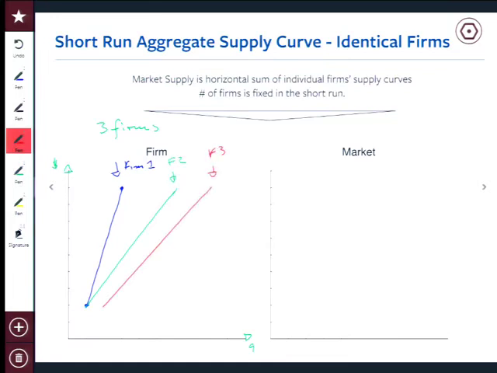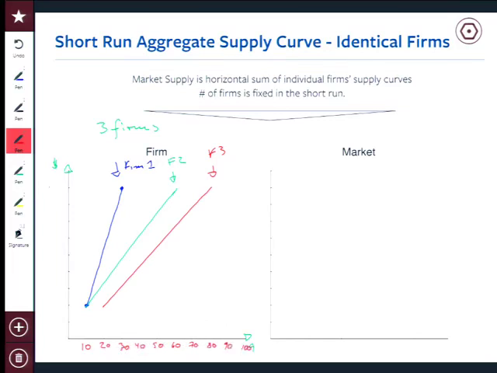Okay, there's the supply curves. What these are is firm 1's marginal cost curve above its minimum average variable cost, firm 2's marginal cost curve above its minimum average variable cost, and firm 3's marginal cost curve above its minimum average variable cost curve. Let's put some numbers on here. 10, 20, 30, 40, 50, 60, 70, 80, 90, 100.